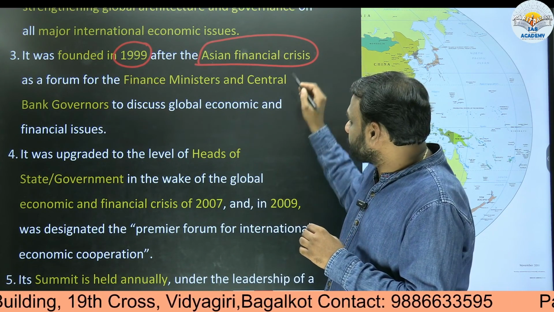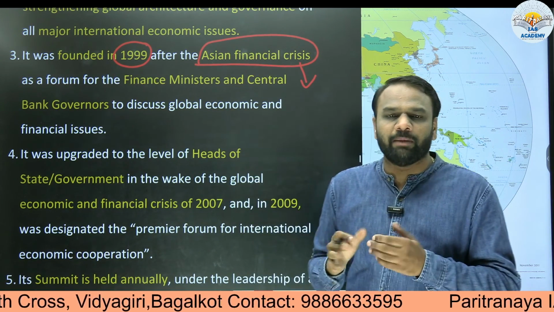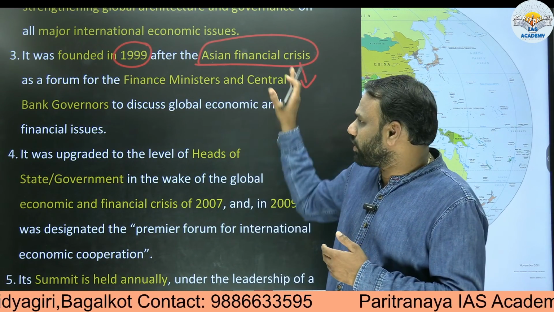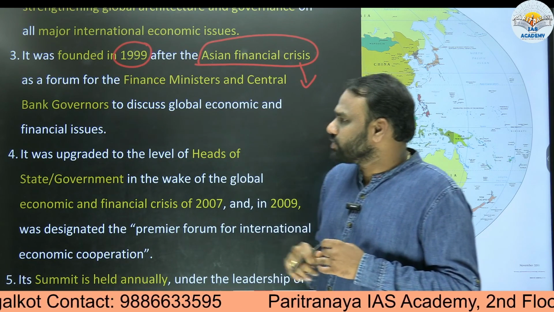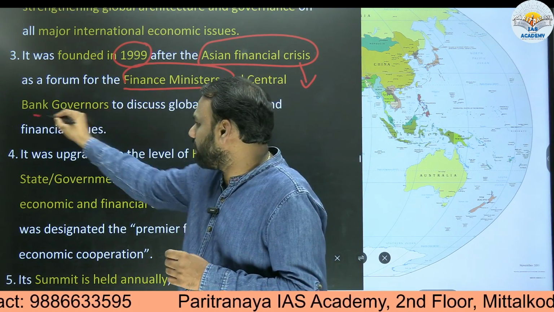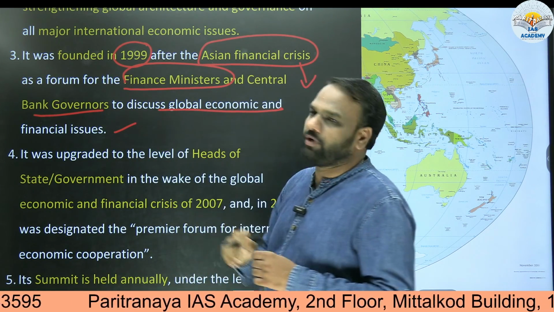As a response to this Asian financial crisis, there was some financial crisis in Asia. It may be like a balance of payment crisis or inflation, such kind of crisis. In order to address this crisis, G20 was formed. It was formed as a forum for the finance ministers and the central bank governors to discuss global economic and financial issues. A very important point.